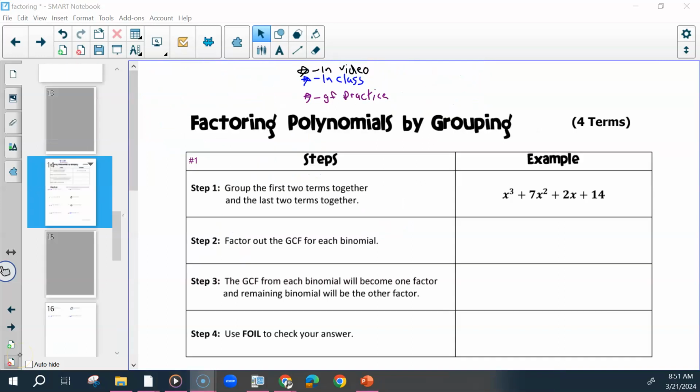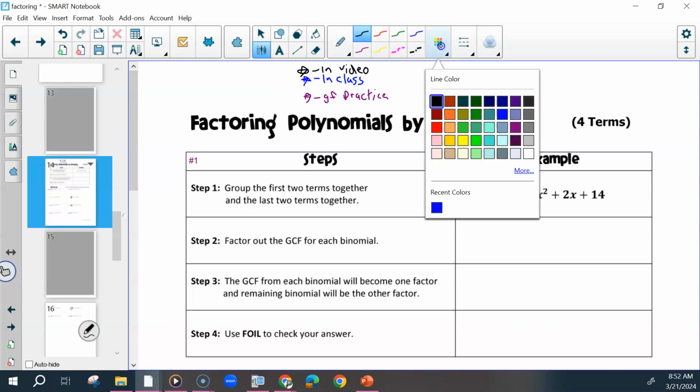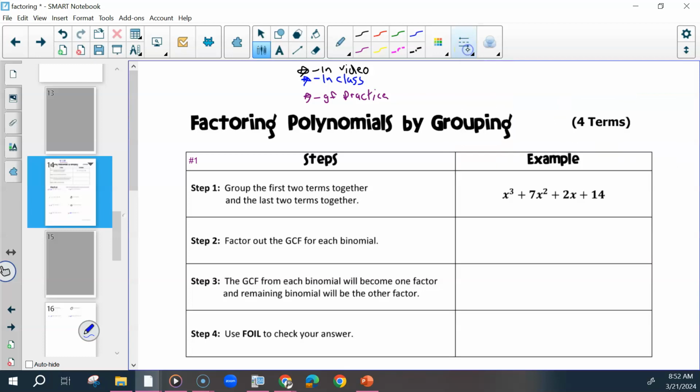Factoring by grouping works when there are 4 terms. So we just did trinomials. We did difference of squares with binomials. GCF could be with anything. 4 terms specifically, polynomials, is grouping. So when we do grouping, you're going to group the first 2 terms together. You can use parentheses or you can just split it down the middle.